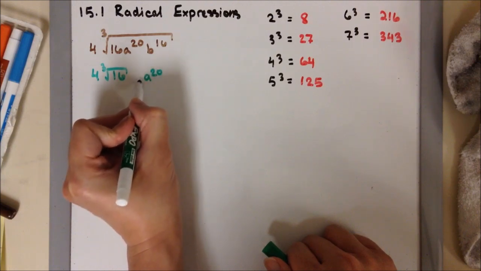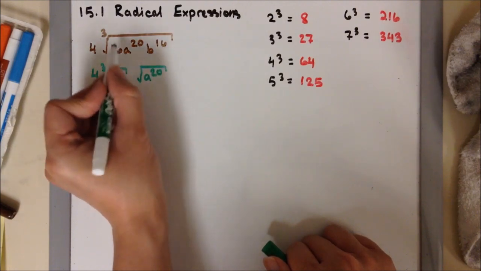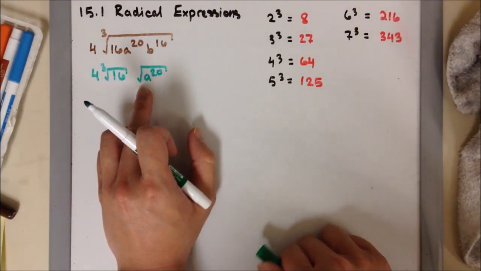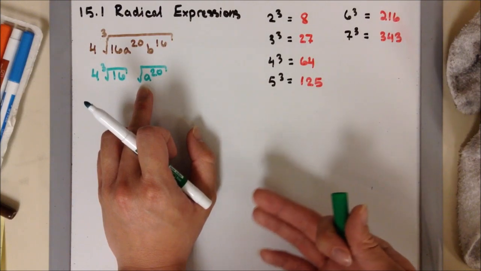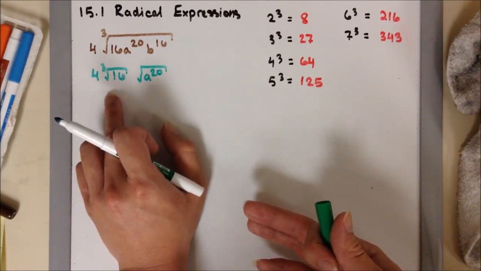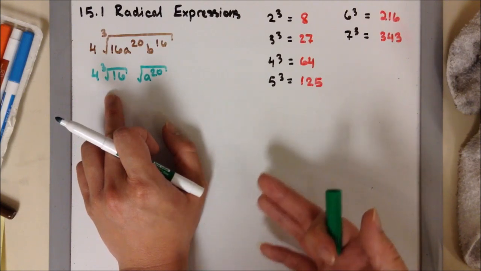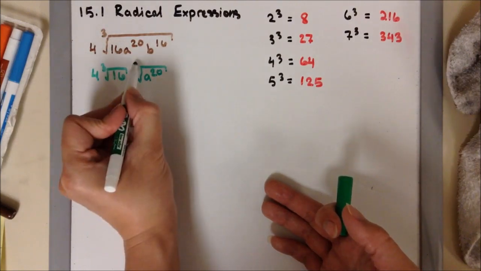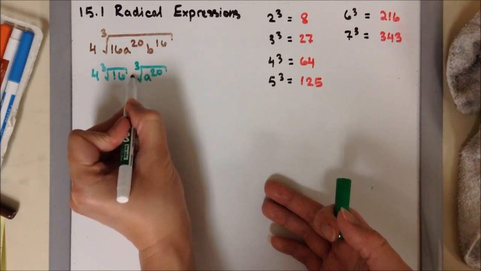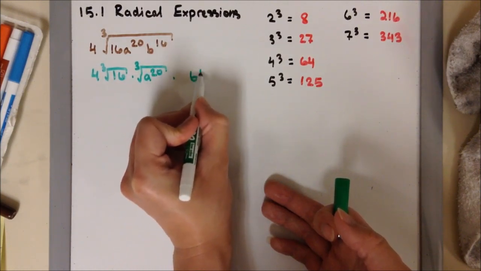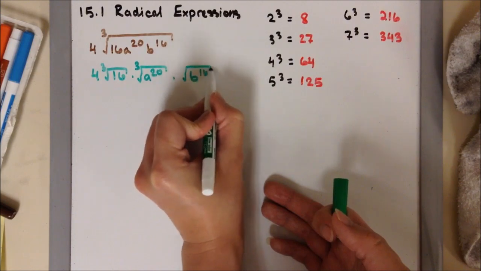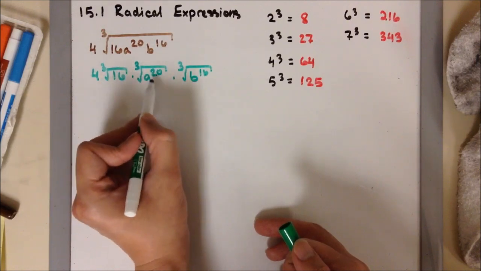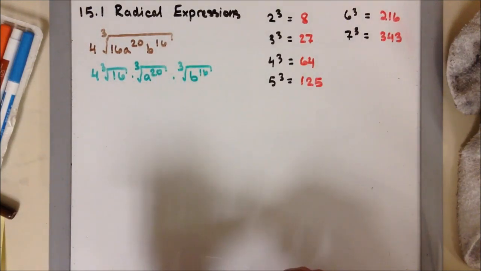The reason is that you cannot have two radicals of different indexes next to each other. If you don't write a number here, that means you're working with square roots, and that cannot be next to a cube root unless the problem involves different radicals in the beginning. In this example, we started with a cube root, so all radicals have the 3. So I have 4, the cube root of 16, the cube root of a to the 20th, and the cube root of b to the 16th power.